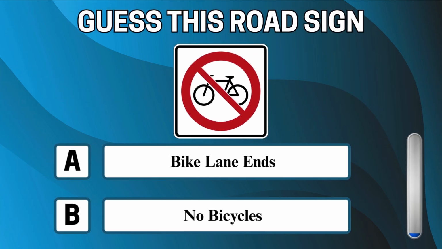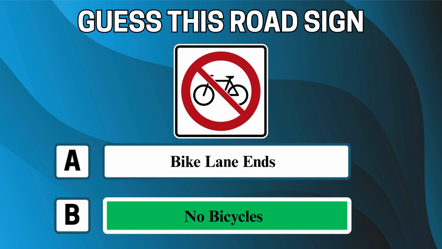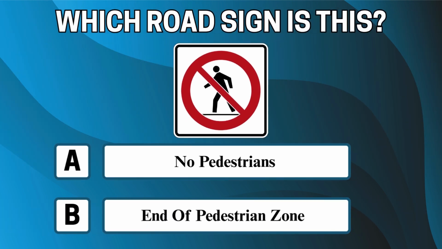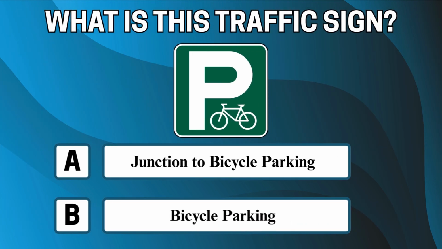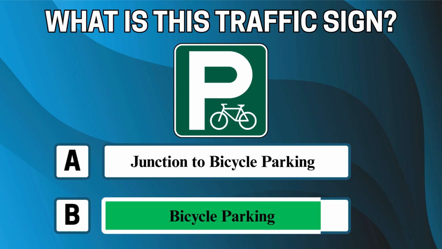Guess this road sign. Exactly, it is the no bicycle sign. Which road sign is this? Correct, that is the no pedestrian sign. What is this traffic sign? Yes, it is the bicycle parking sign.